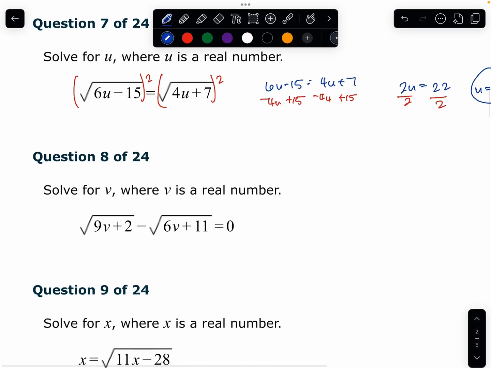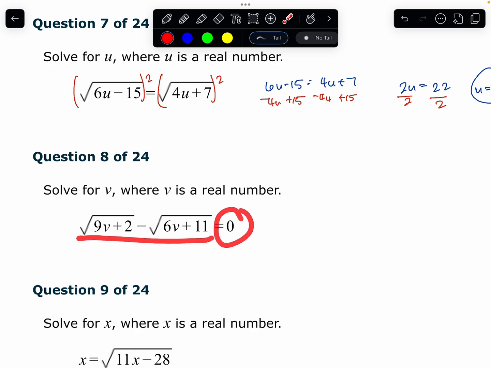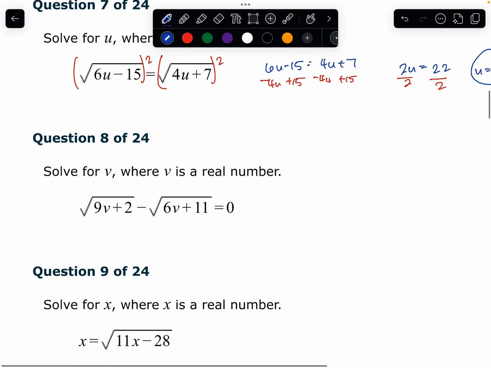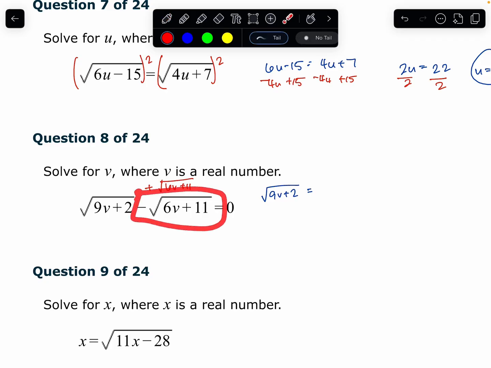For 8, now this one right here, it's equal to 0. What we'd want to do here, because we do have two radical expressions, is do what we did up here. So move one to the other side, and then it will be similar to the one that we just did. And so we'll have the square root of 9v plus 2 equal to, so I'm going to add the square root of 6v plus 11. So we're basically just taking this whole negative term and moving it over to the other side. So then we have the square root of 6v plus 11.